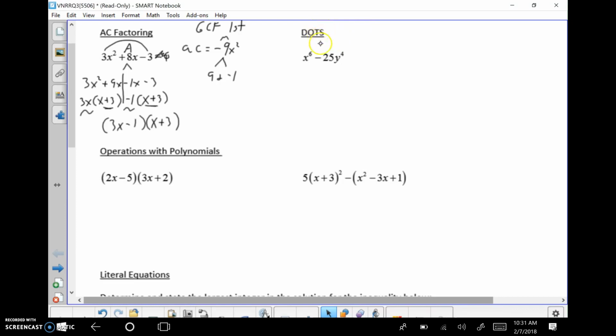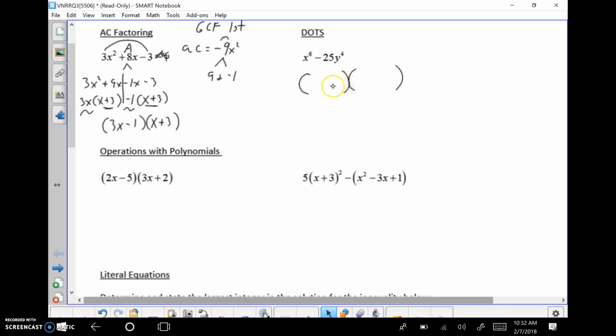That's what the T stands for, 2. The D stands for difference, has to be a minus. And the S stands for squares. 25 is obviously a square number. When it comes to variables, even exponents are considered square. DOTS is real simple. There's really just one step, the answer.